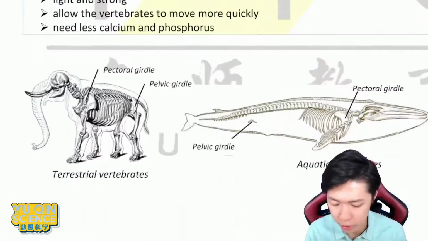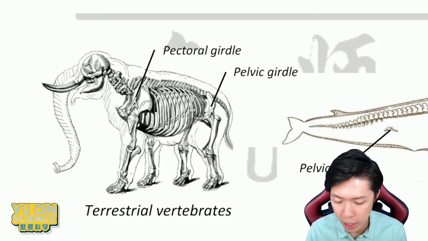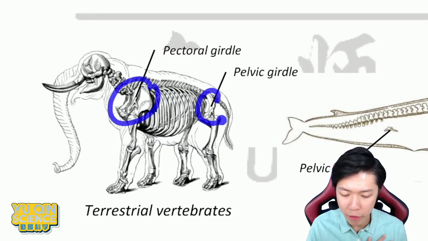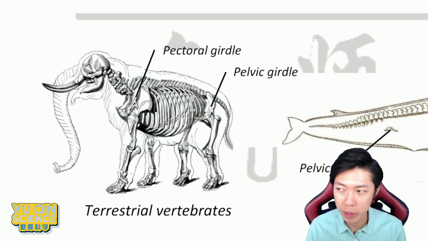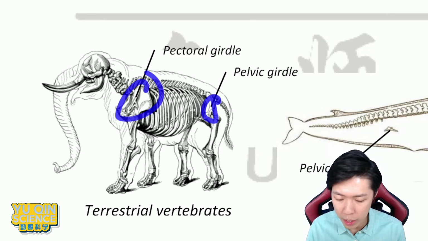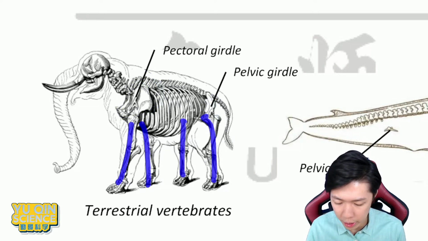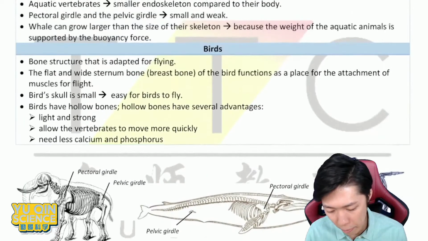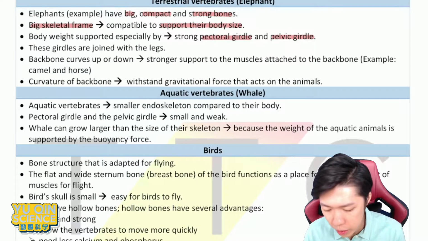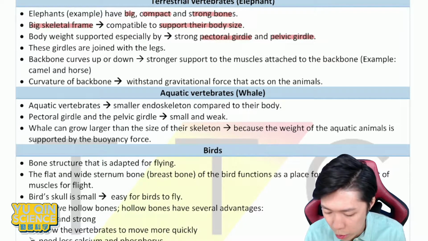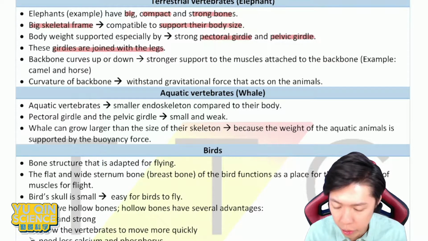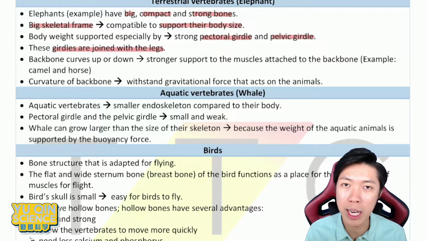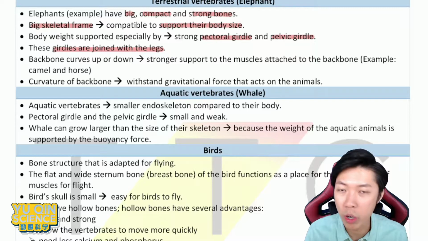But in this case of elephant, okay, pectoral is here, which is the shoulder. Pelvic, which is your hips, are similar. That's their hips. So these 2 bones are the bones that connect the legs together. Everything connect the bones. Okay. So next, the girdles, which is the pectoral and the pelvic girdles, are joined at the leg or joined with the legs. Okay. So their backbones are especially animals that walk on 4 legs.